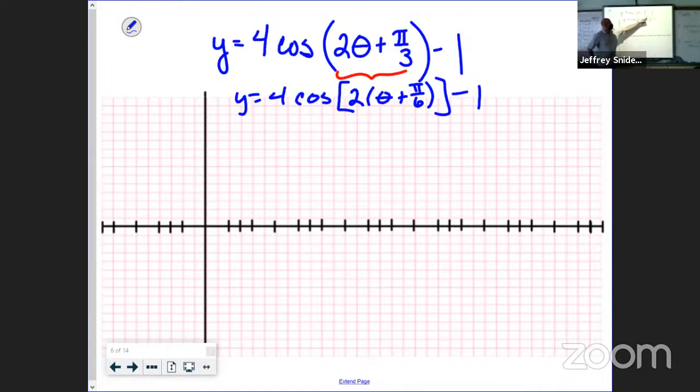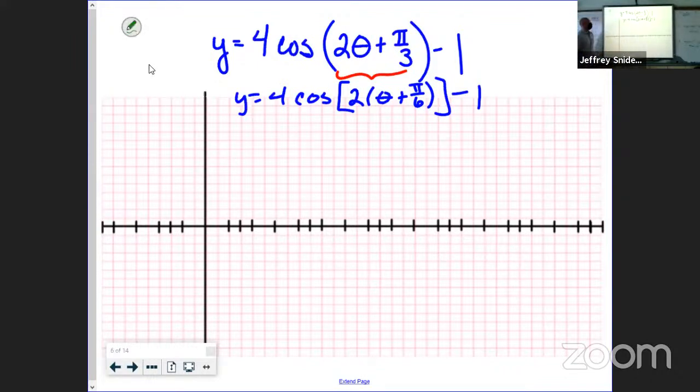What happens if I get this? 2 times pi over 6 is pi over 3. Now I know the actual phase shift. That is not the phase shift. This is the phase shift. So now I can get my graph.